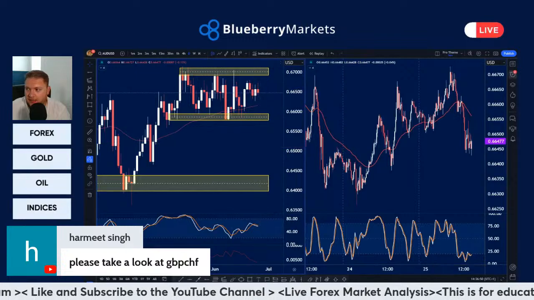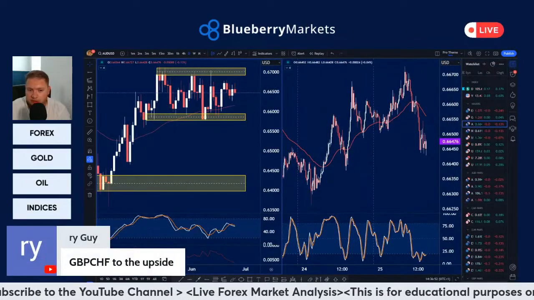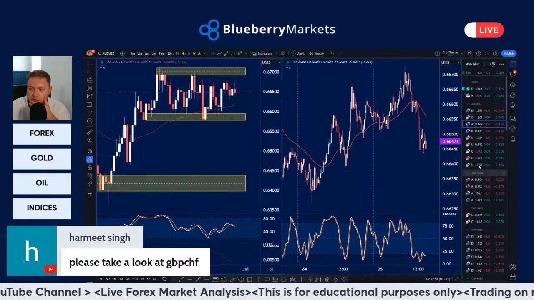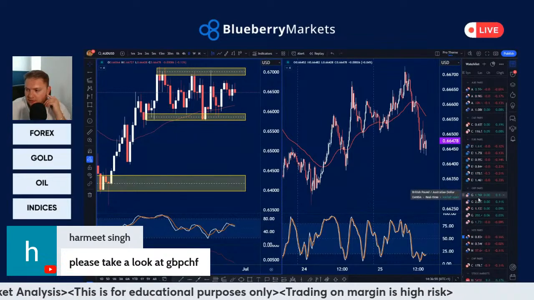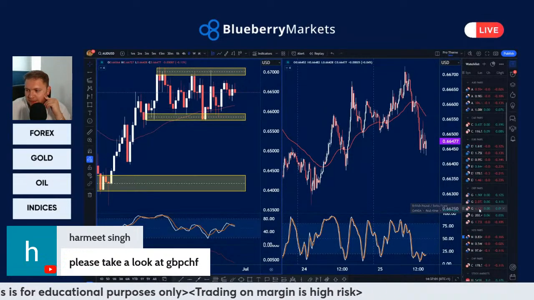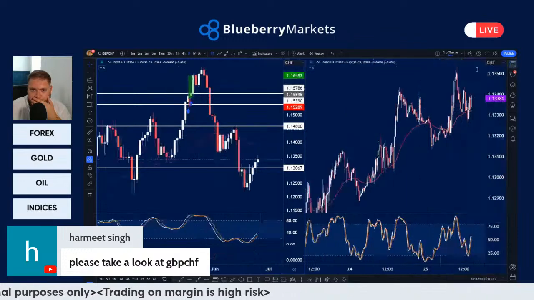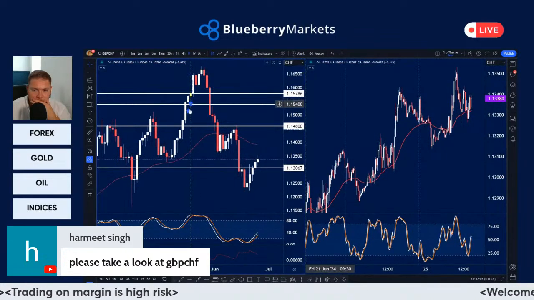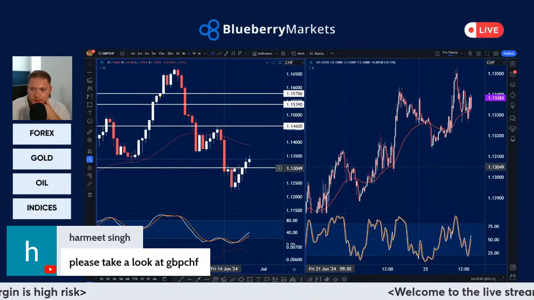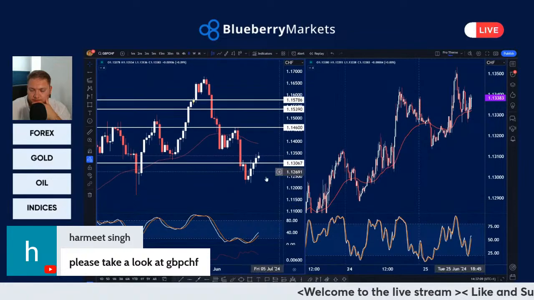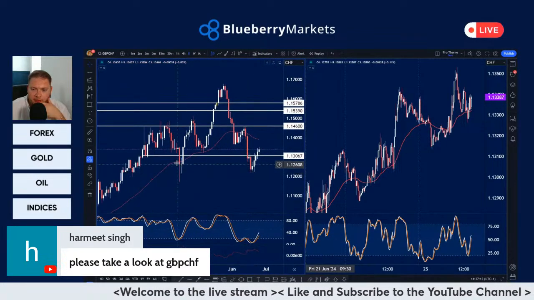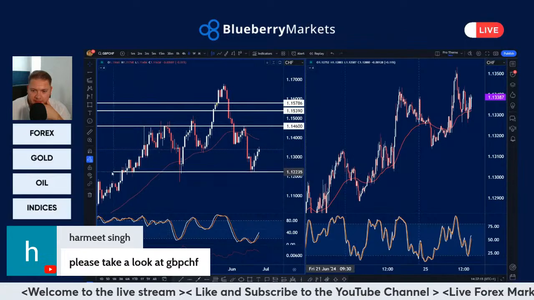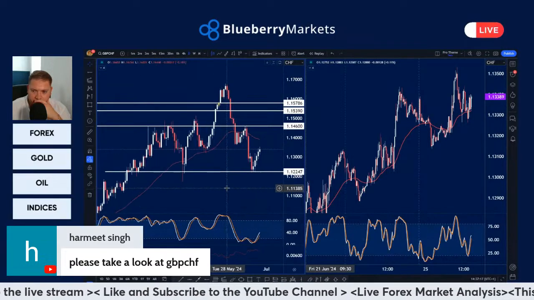Harmeet wants to take a look at pound Swiss as well as Rygai. Looking at pound Swiss to the upside, Rygai is. Let's have a little look. Harmeet, are you looking at pound Swiss upside as well? Now, I know why you're looking for upside. We've come into this big supporting area, right? Around that 120.